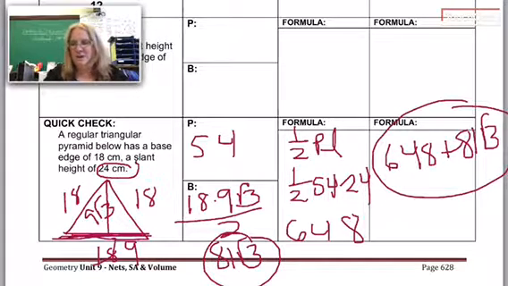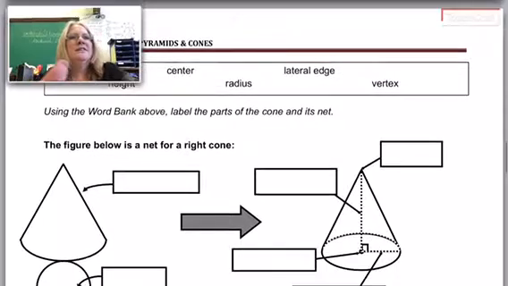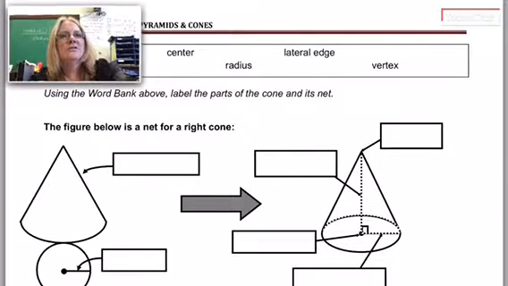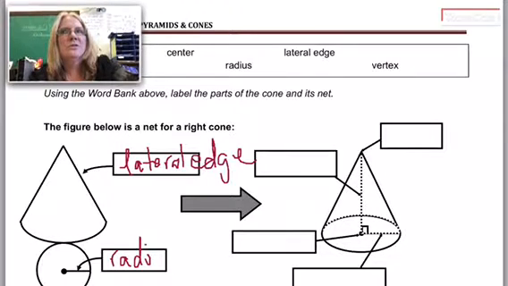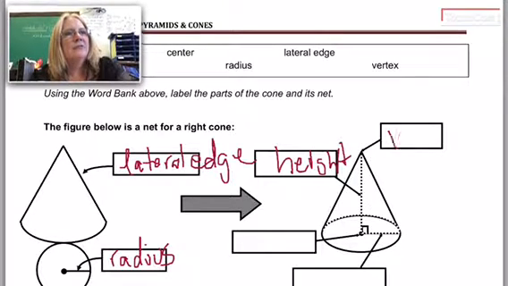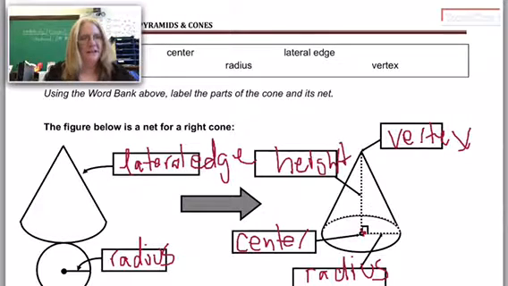Okay, now we're also going to look at cones. So these are slightly different, just a different formula. In the cone, this is actually the lateral edge. We don't have a slant height, but this would be the lateral edge. Then we have a radius on the base of the circle. Then we have the height of the cone. We have the vertex at the top of the cone. We have the center of the circle. And then we have a radius here seen in the three-dimensional picture. So those are the things that we're going to need in our formulas.